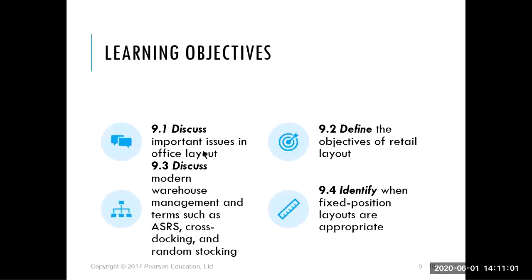First, we can discuss the important issues in office layout, and the objectives of office layout. Then you can define the objective for retail layout. And then I will explain, and you will be able to discuss the modern warehouse arrangement. They use all the technologies in the modern warehouse. Then you can identify the fixed position layout.